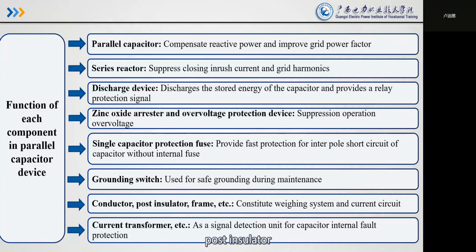Conductor, post insulator frame, and so on: constitute the wiring system and current circuit. Current transformer: as a signal detection unit for capacitor internal fault protection.